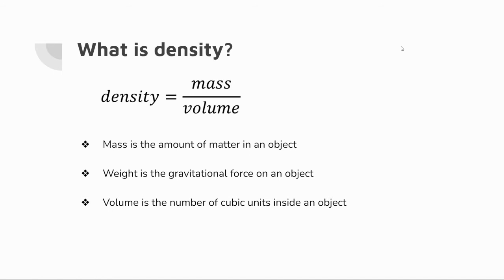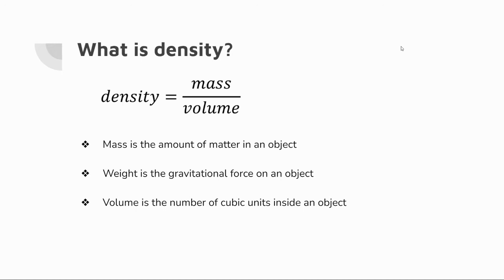Mass is usually confused with weight. People think you can use mass and weight interchangeably, and in some places their units are the same. For example, grams are used to measure mass, and grams are also used to measure weight. But actually, mass is the amount of matter in an object, and weight is the gravitational force on an object.